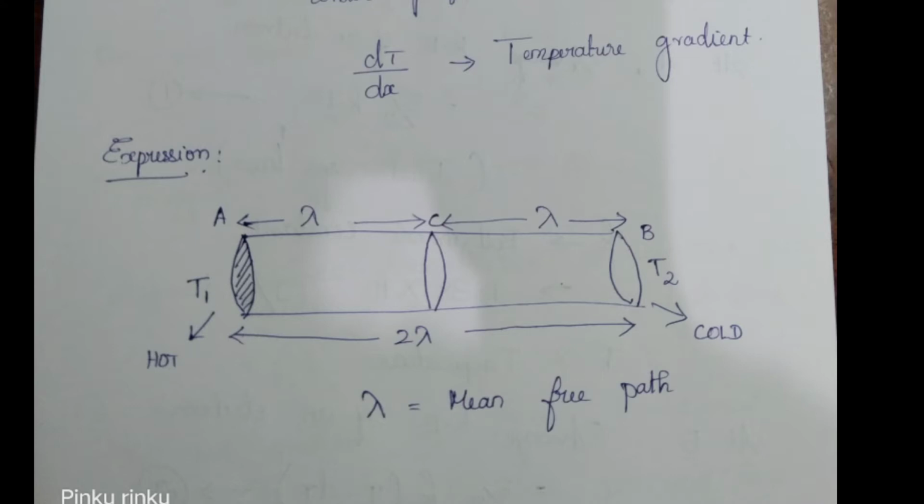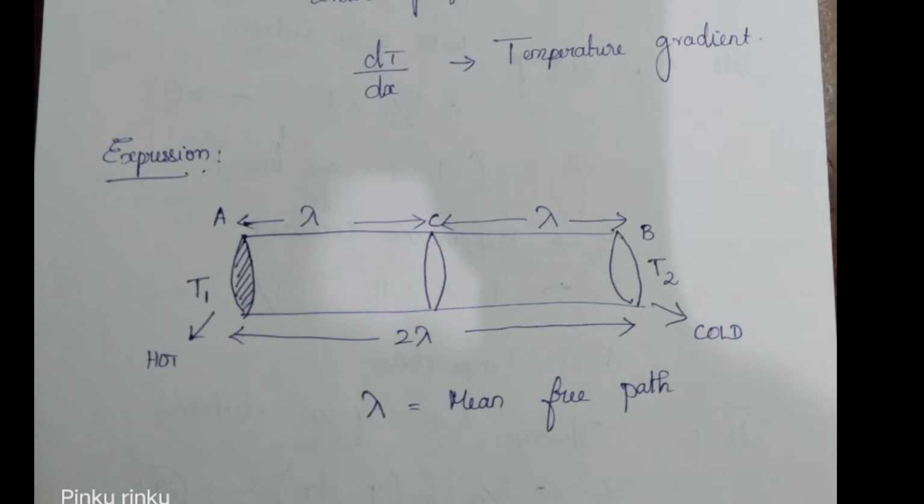Consider the above shown diagram which has one end plane as A and another end plane as B. They are at different temperatures T1 and T2. T1 is the hot temperature and T2 is the cold temperature. Now consider the mid cross section throughout the material as C. From the midpoint C to A, it gives the lambda distance, and from C to B, it gives lambda distance, which is totally 2 lambda. Lambda means the mean free path in which the electrons flow.